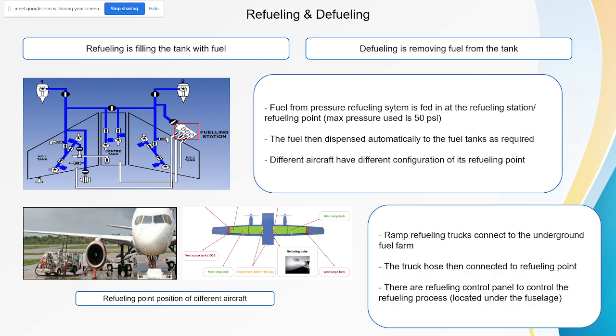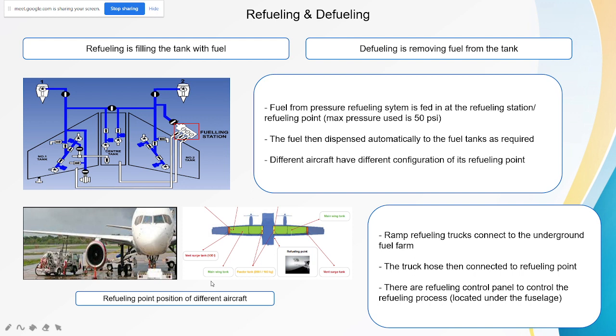When refueling, there is a vehicle called a ramp refueling truck that connects one of its hoses into the underground. In the underground, there is storage for fuel called the fuel farm. It is common that airports have fuel storage underground. Besides using ramp refueling trucks, tanker trucks can also be used, which directly transport the fuel.